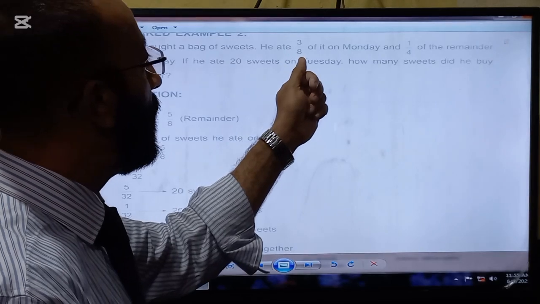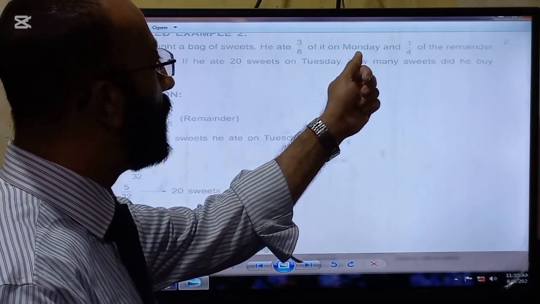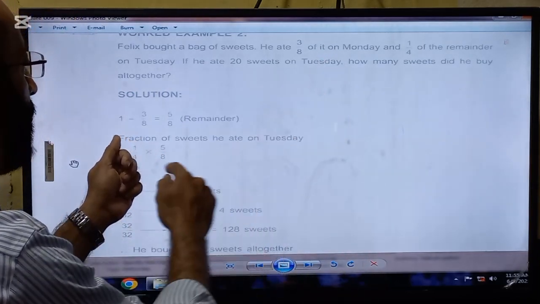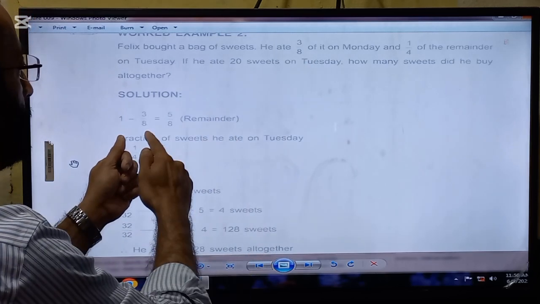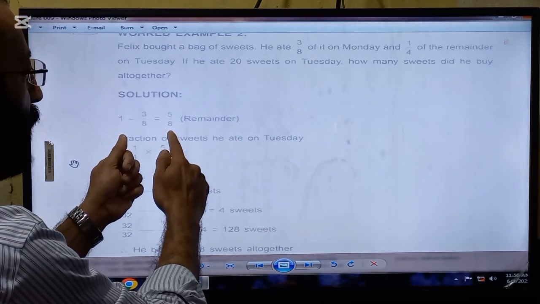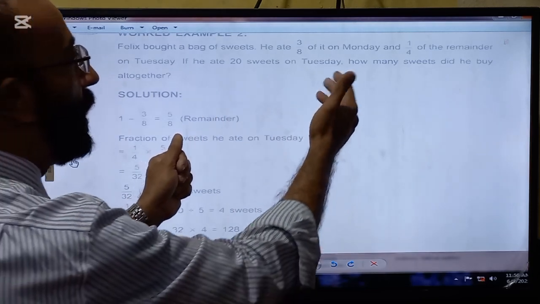So Felix bought a bag of sweets. He ate 3 by 8 of it on Monday. So if he ate 3 by 8 on Monday, the remainder after eating on Monday will be total minus 3 by 8. We will solve this thing. Answer will be 5 by 8. So this is the remainder after eating on Monday.